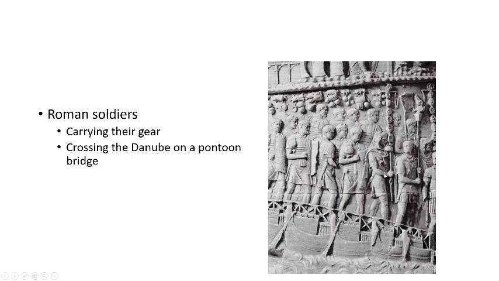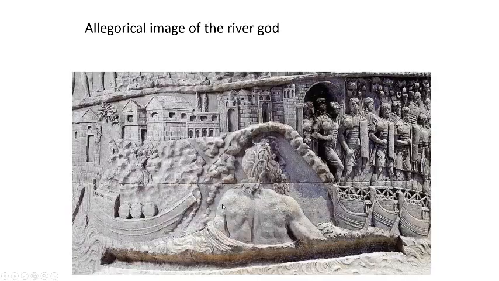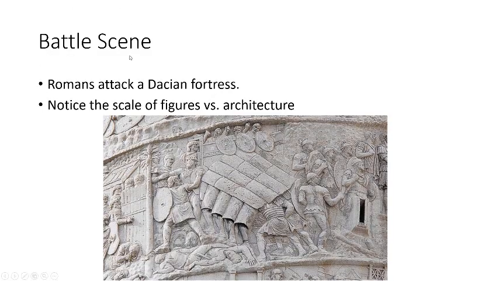So there they are. Here's this guy carrying a standard. He's a standard bearer. And here's all the Romans carrying their mess kit. You see them marching on their spears. And oh, here's that personification of the Danube here. And there's the Dacian town, and here are big giant Romans walking out of it. And you see there's the pontoon bridge again.